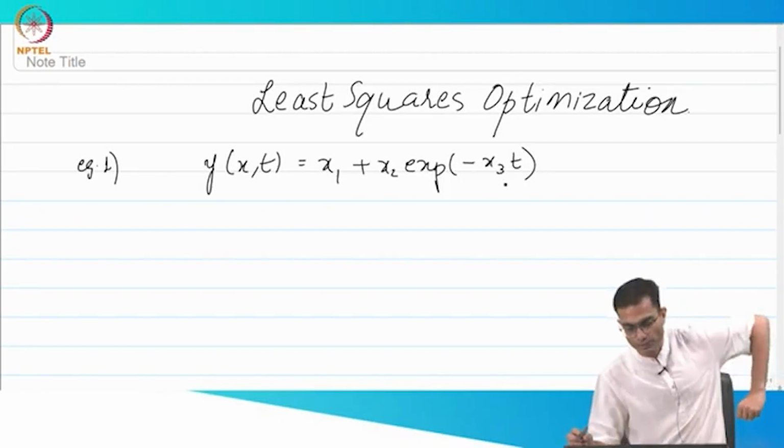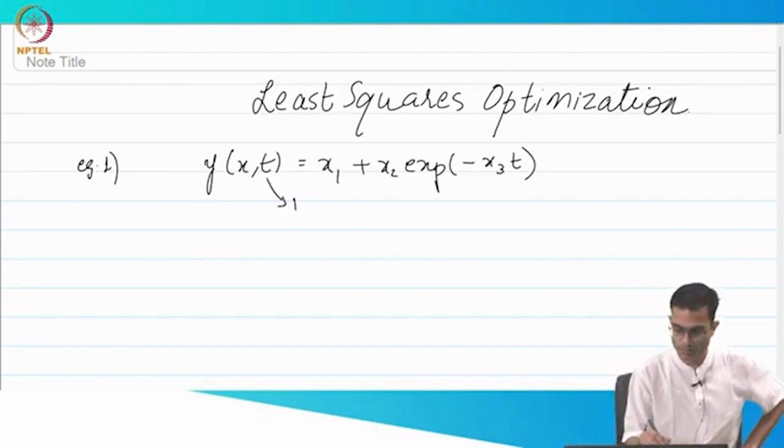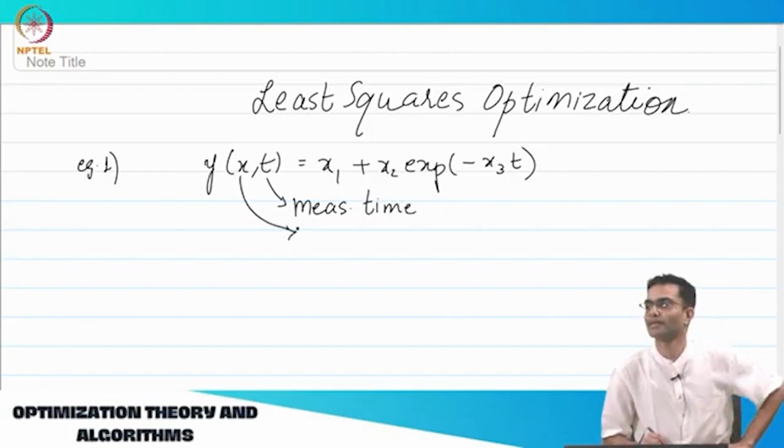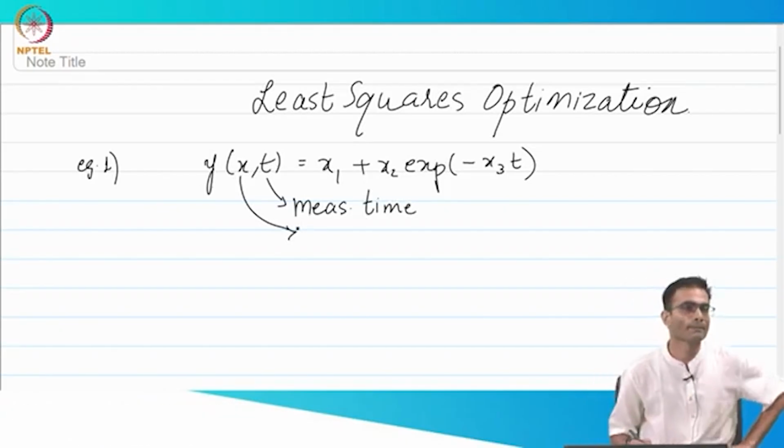Over here, what was our T? Our measurement time. And what would we call X? In plain English, what would you call X? Parameters of the model.